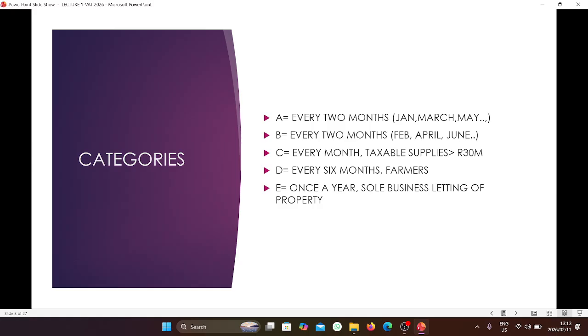And then category D is every 6 months. This refers most probably to farmers, right? So it's very important to know these things because it's more theory that they can ask in your exam question, right? And then you have a category E. This is where they submit their VAT return once a year, and this is solely for businesses letting out property. So if it's a business that is letting out property, then they qualify to be a category E.